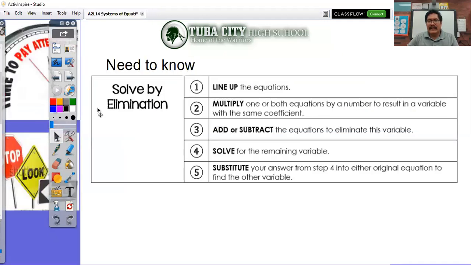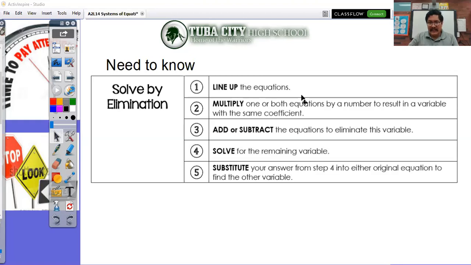The elimination method is, I don't know if it's easier or faster, but for some reason I think more people just prefer it, I guess. And maybe it'll be the same for you. But what you do is, first thing you got to do is line up the equations.